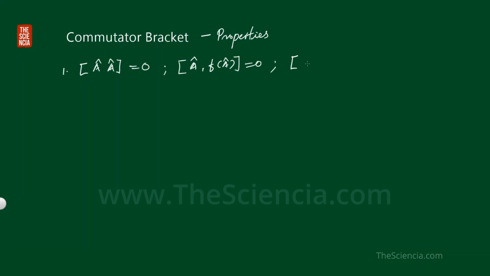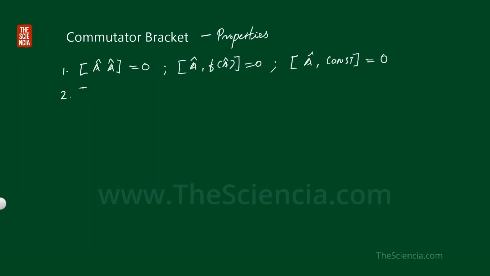Now let us discuss the properties of commutator bracket. The first property: commutator of A with A, the same operator, is equal to 0. And the commutator of an operator and a function of this operator also will be equal to 0. And another one is the commutator of A with a constant is also equal to 0.